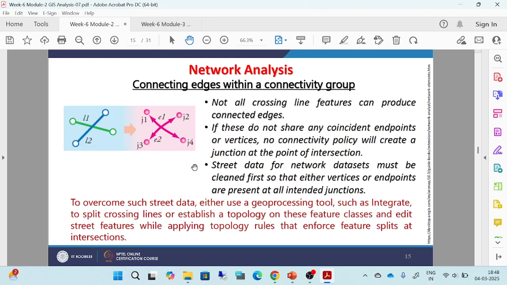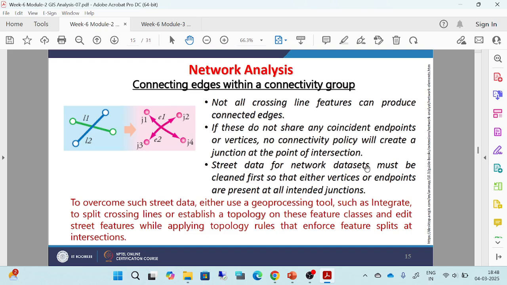Not all crossing line features can produce connected edges. If they do not share any coincident endpoints or vertices, no connectivity policy will create a junction at the point of intersection. Here, if you take a look, it's the same example we were discussing. E1 is in one direction, E2 is there, but they do not have any vertex. They are not connected in any way.